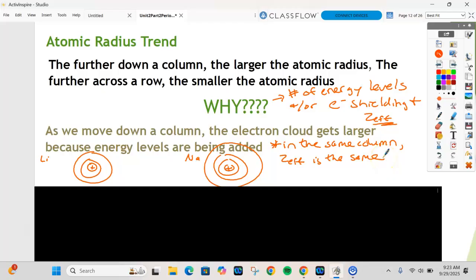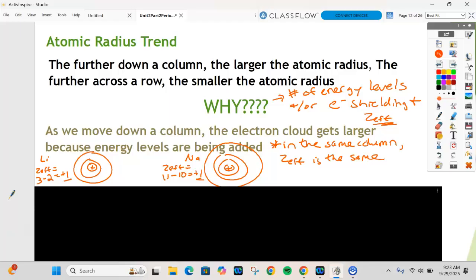In column 1, lithium's ZEFF would equal the 3 protons lithium has minus its 2 shielding electrons, so it would be a +1. Sodium's ZEFF would be its 11 protons minus its 10 shielding electrons, which would also be a +1. And if you go down all of column 1, you'll see this same trend. However many protons it has minus however many shielding electrons it has would be a +1.